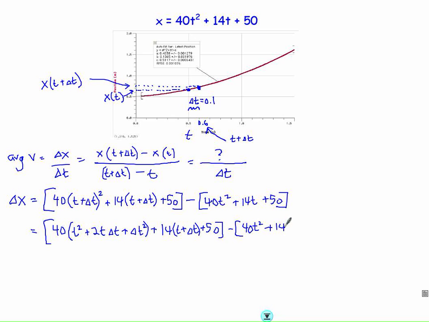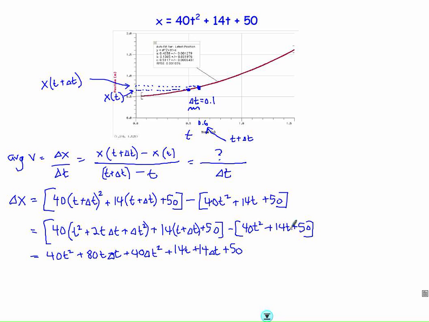You can see why we have a shortcut for this. You don't want to have to do this every time. All right, here we go. A little bit of simplification. I'm going to distribute that 40. So it's going to give me 40t squared plus 80t delta t plus 40 delta t squared. I'm going to distribute this 14. That gives me 14t plus 14 delta t. Still have that 50 there.